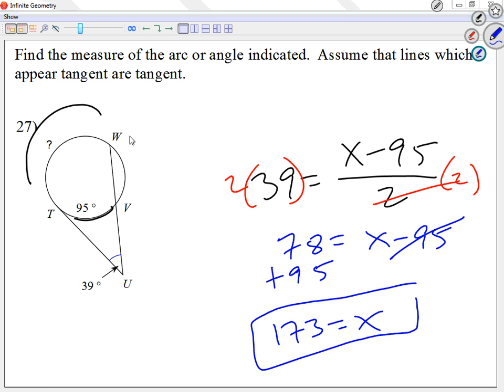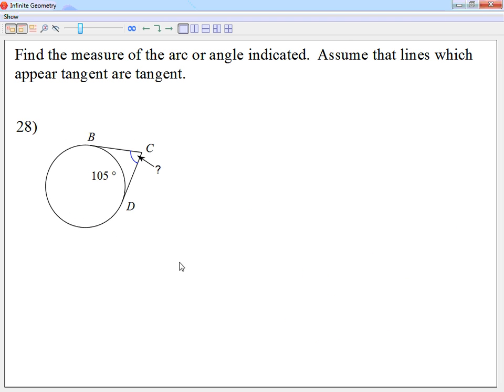Any other questions from 13 through 30? 28? Okay. This little arc is 105. I can call this bigger arc 360 minus 105. There's a whole circle minus 105. So 360 minus 105, which is better known as 255.